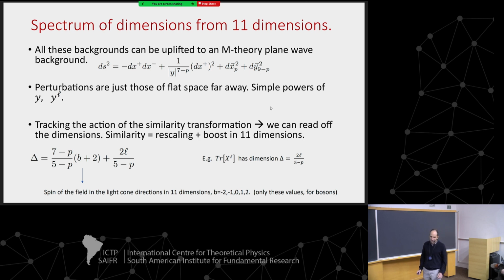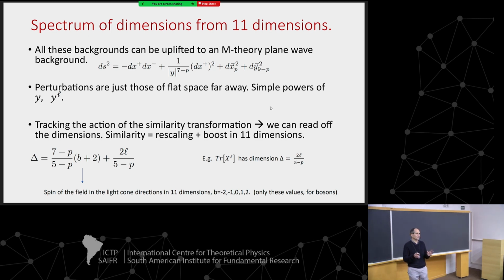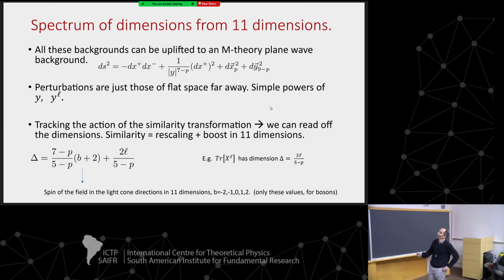So now the spectrum of dimensions of operators is normally somewhat difficult to find. You have to take the action, consider the small fluctuation, diagonalize everything, and so on. However, there is a simple way to understand where they come from, and this arises as follows. First, you notice that at the level of gravity, you can use dualities to relate all these backgrounds to a certain plane wave in 11 dimensions. So this plane wave solution in 11 dimensions.